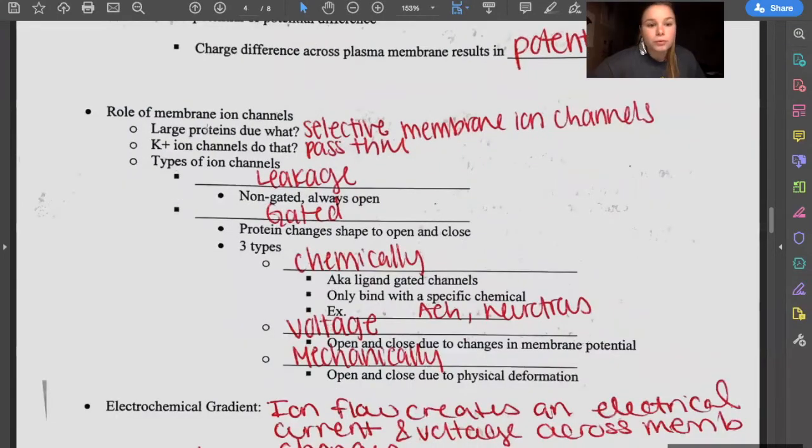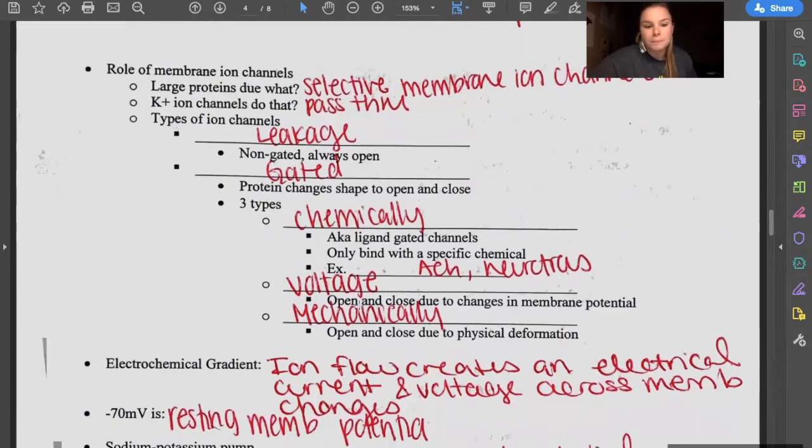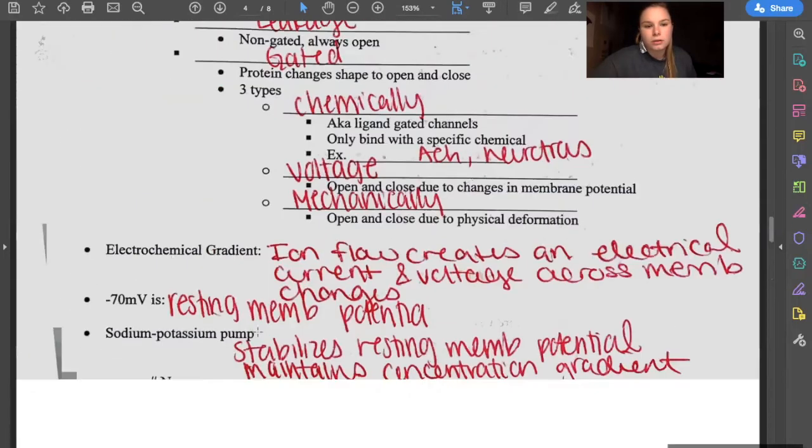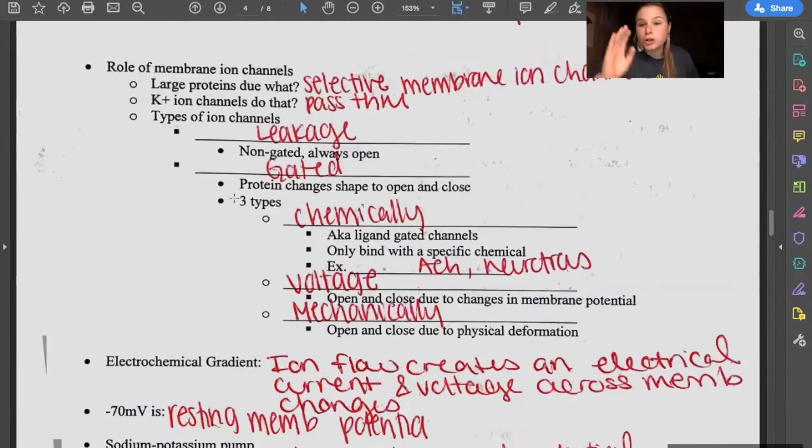Okay, so the role of membrane ion channels, right? We have large proteins that are selective for our membrane ion channels, right? Just like in our muscle, just like in any other cell membrane, we have selective membrane proteins that allow things in and out and don't allow other things in and out, right? So we have potassium ion channels that allow potassium to pass through, and we have lots of different kinds of channels, okay? We're going to talk about this and then I'll show you the video. It will make more sense.